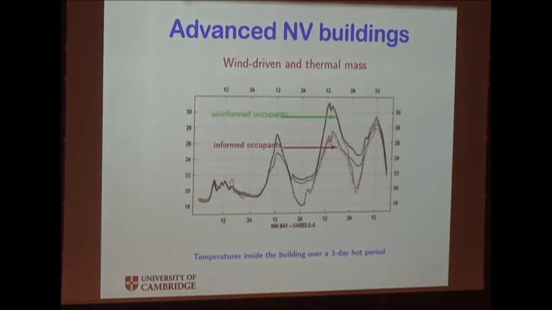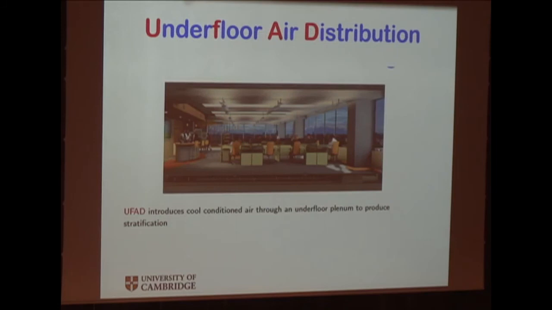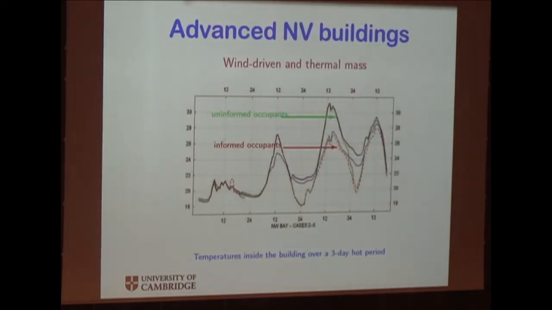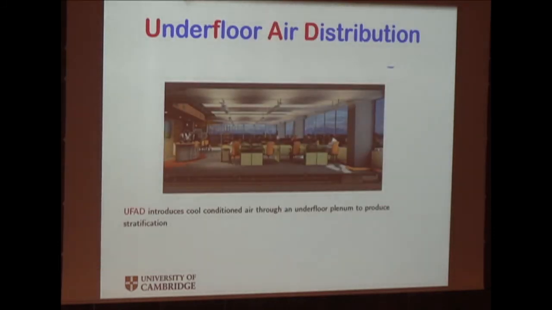One of the interesting features in a building like this is that the behavior of the occupants matters enormously. So this graph shows the temperature variation over 3 hot days in San Francisco. What you can see, comparing the red graph and the green graph, is that if the occupants are well informed, the temperatures are ameliorated inside. If the occupants are poorly informed, the temperatures inside are almost the same as outside and very high, above 30 degrees. So occupant behavior in these buildings now becomes an important ingredient in the way the buildings operate and perform. So that's naturally ventilated buildings.